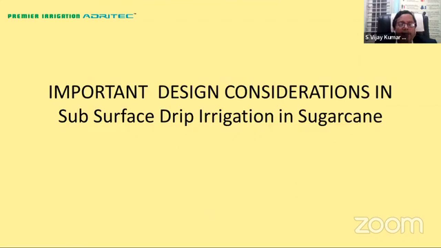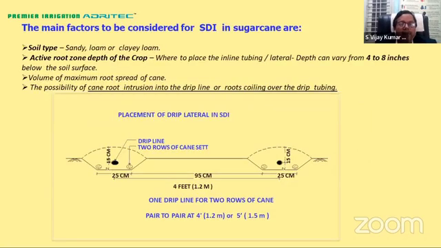Now let us look at the important design considerations when we are going to go for subsurface drip irrigation, particularly in sugarcane. So the main factors that need to be considered for subsurface drip irrigation in sugarcane will be, what is the soil type? The soil type is typically sandy, loam or clay soil. These are the typical soils that we know, and we should understand that it has been proved to be very successful, particularly in case of sandy and sandy loam, clay loam to a limited extent. And the active root zone depth of the crop, that is where we have to place the inline, is also a very important thing.